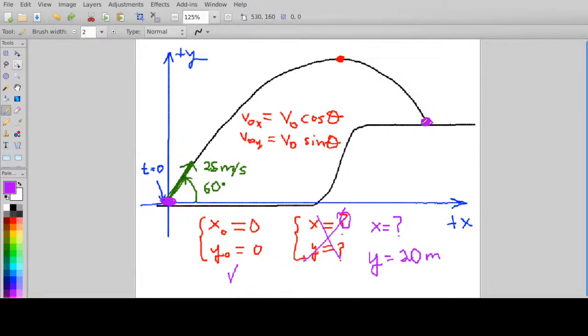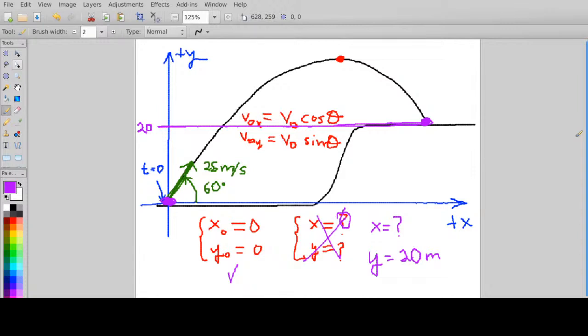Okay, so let me draw a horizontal line here, like this, a horizontal line there like that. Okay. And that horizontal line there will cut the y-axis at 20 meters. Why? Because the height of the hill is 20 meters, okay? Now, when we used equation number 1, that is y as a function of time, that's the height as a function of time, we basically asked at what time is this thing at 20 meters height?